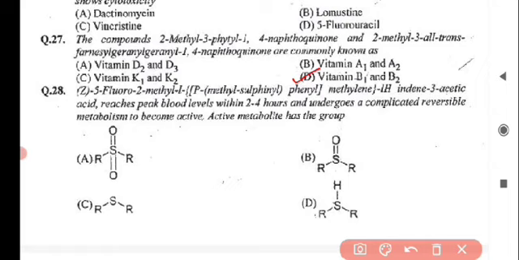Next question is, Z 5-fluoro 2-methyl 1-p-methylsulfonyl phenyl methylene 1H indene 3-acetic acid reaches peak blood levels within 2 to 4 hours and undergoes a complicated reversible metabolism to become active. Active metabolite has the group, and the correct answer is option number B. This group is in active metabolite.